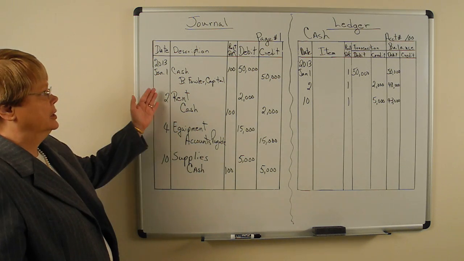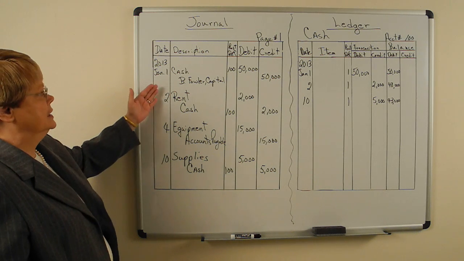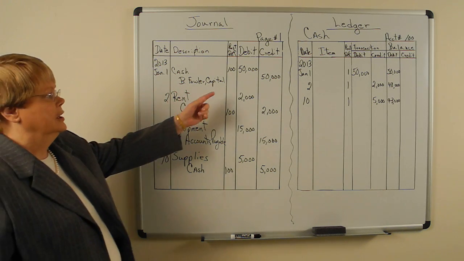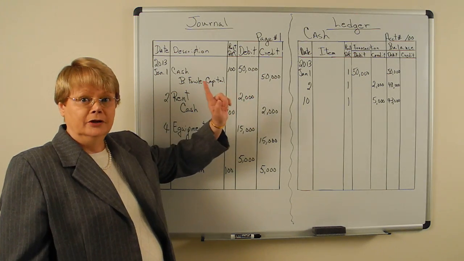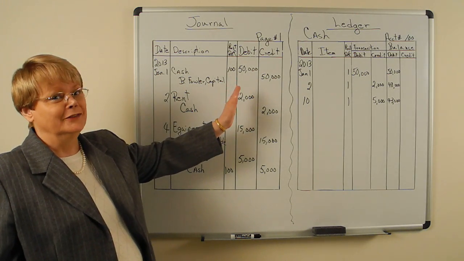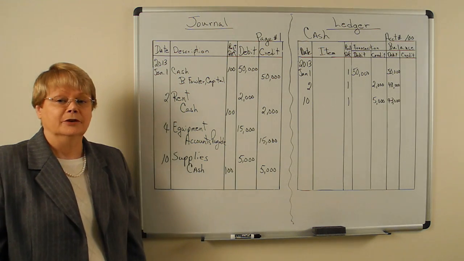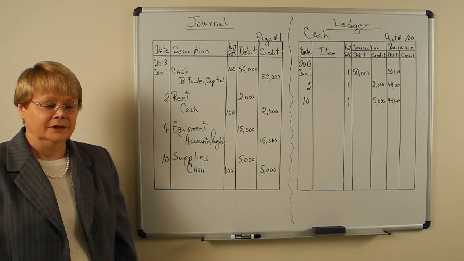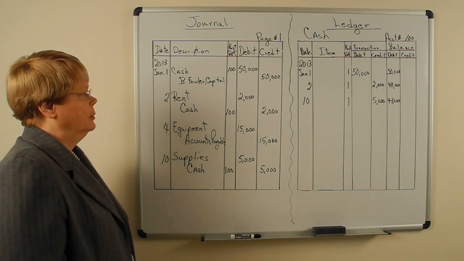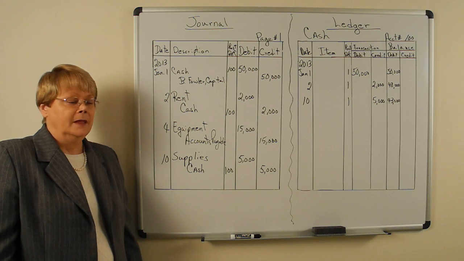I have a journal up here, and these are the parts of a journal. You have the date column, the description column, the posting reference column, and the debit and credit columns. Notice that the debit column is on the left and the credit column is on the right. Remember, in the first video in this chapter we talked about the debit always being on the left. Now let's look at the proper format to put the transaction in a journal.